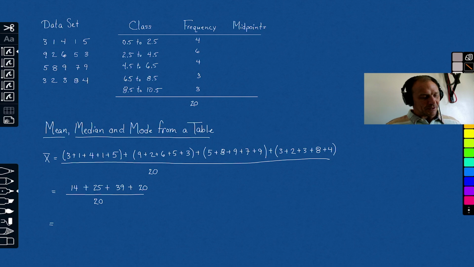Oh, goodness. My mistake was in that fourth set of parentheses. Look at this. 5 plus 8 is 13. 13 plus 9 more is 22, plus 7 is 29. Plus 9 should be a 38. So this is a 38 plus 20. So now if we add these up, 39 plus 38 is 77. Plus 20 divided by 20. This is going to be 97 divided by 20.